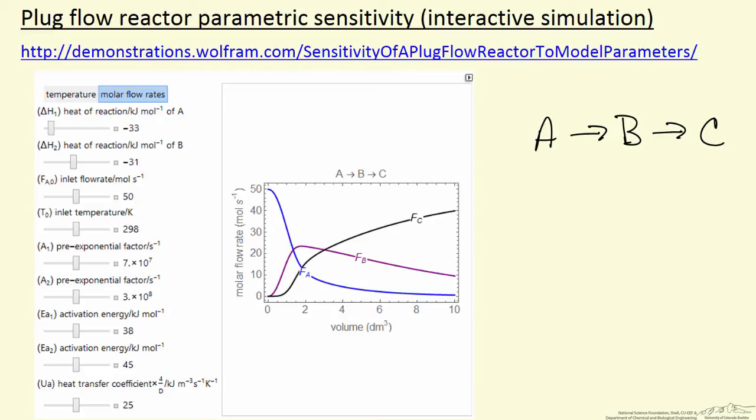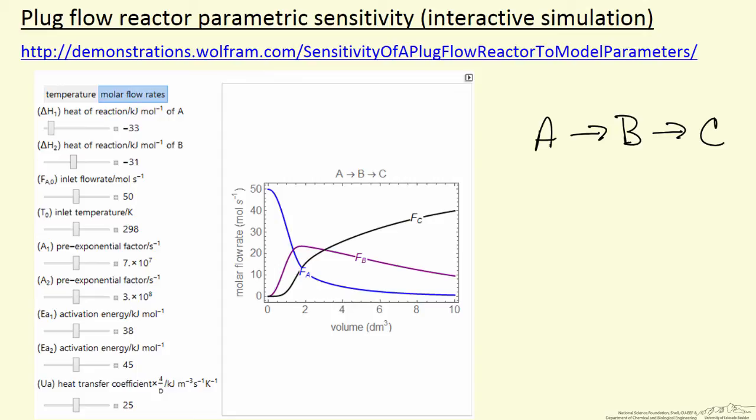And part of the idea of parametric sensitivity is that when we develop a model for a system, because we don't know the values exactly, we should really look at what happens when we change the value slightly. For example, if we think the heat of reaction is minus 30 kilojoules per mole, and it's actually minus 33. How much does that change the behavior? For some things it's very sensitive, for other things it's less sensitive.